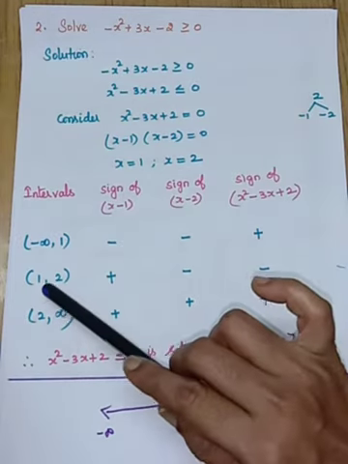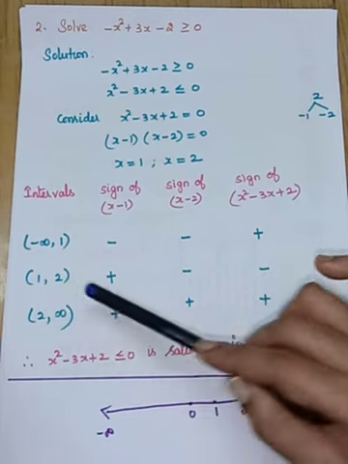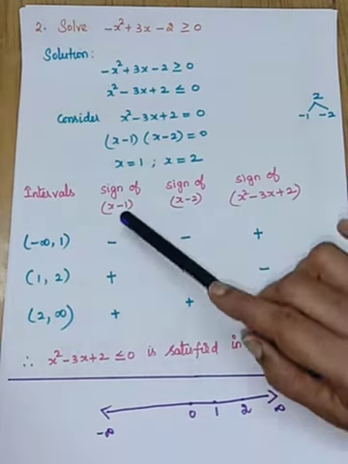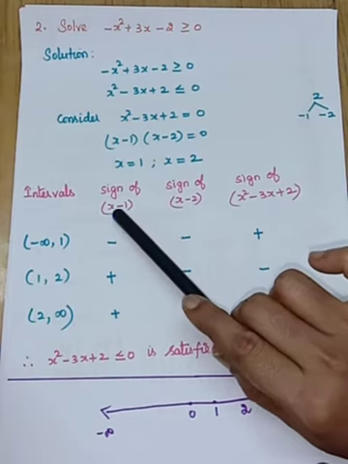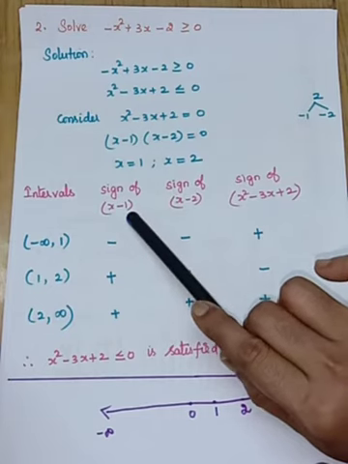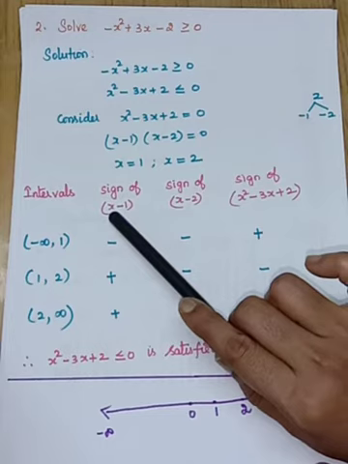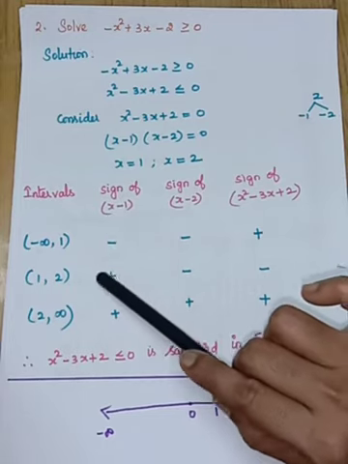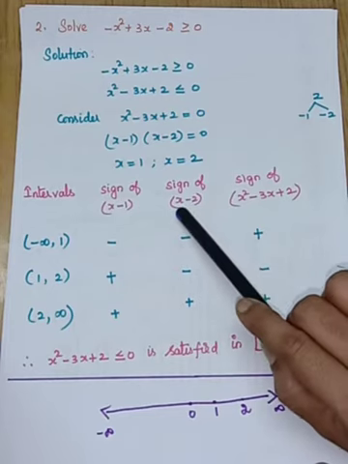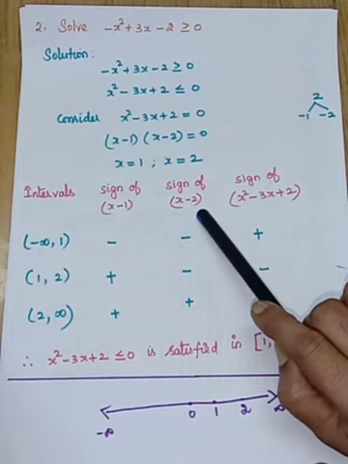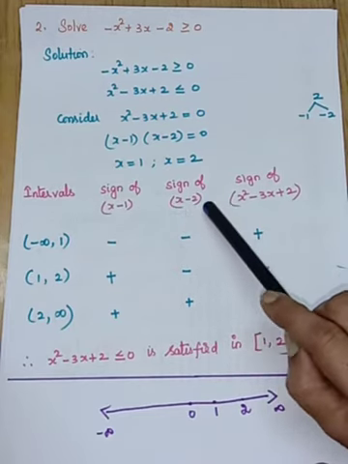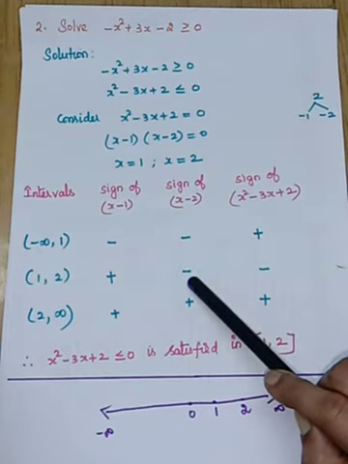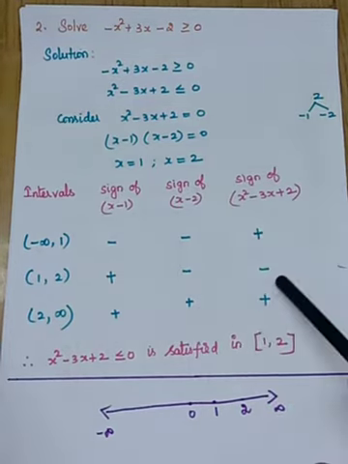Next one, 1 comma 2. So in 1 comma 2, you can take 1.5. Okay, so you substitute 1.5 here. 1.5 minus 1, which is bigger? 1.5. What is the sign of it? The sign of 1.5 is positive, so this will become positive. Here 1.5 minus 2. Which is bigger, 1.5 or 2? 2 is bigger. 2's sign is negative, so this will become negative. So plus into minus is minus.